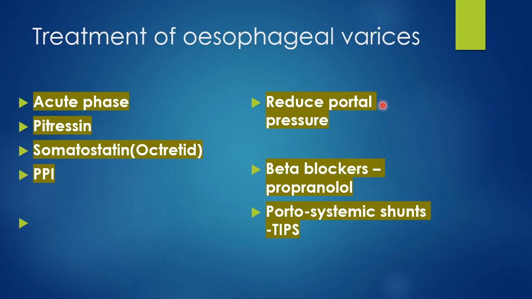To reduce the portal pressure is a long-term management of esophageal varices. This can be done either by medical means or by surgical means. Medical is always the first choice, and it is using beta blockers. The most common among them is propranolol, to be given to the patient orally for life. If this does not reduce the incidence of rebleeding, then consideration is given to a portosystemic or a portocaval shunt, the most common of which is the endoscopically done TIPS, transjugular intrahepatic portosystemic shunt.